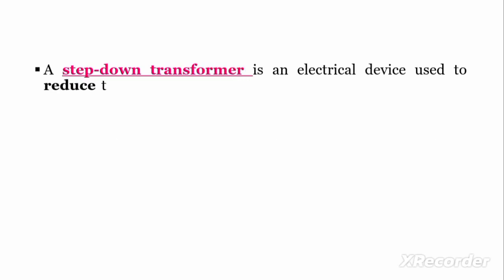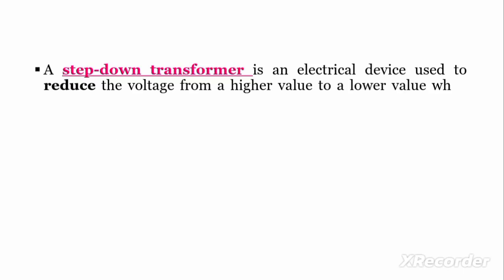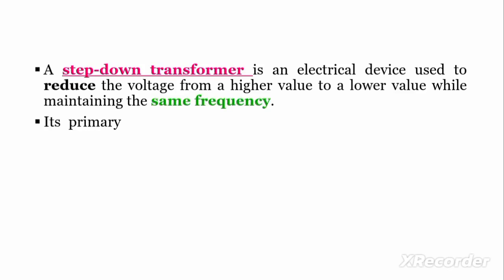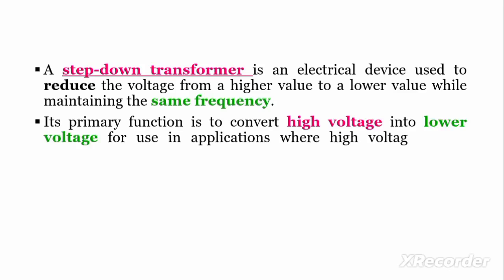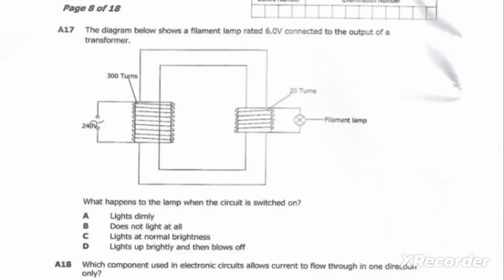Okay. So let us define a step down transformer. A step down transformer is an electric device used to reduce the voltage from higher value to a lower value while maintaining the same frequency. Its primary function is to convert high voltage into lower voltage for use in applications where high voltage is not necessary or is unsafe.